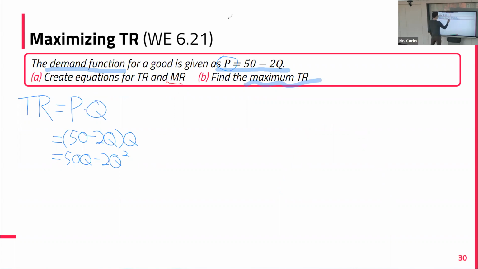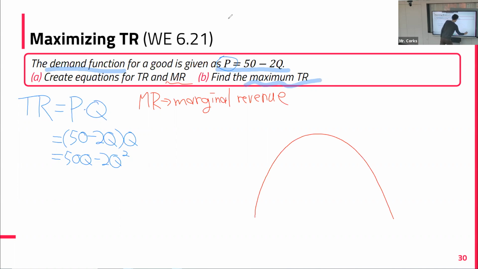So MR is marginal revenue. And we can have MC for marginal costs. We'll see in later questions. Okay, can someone explain the concept? What is marginal revenue?